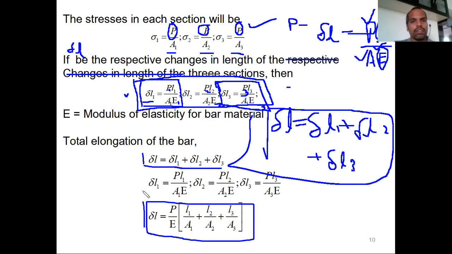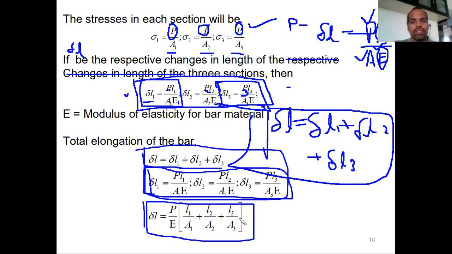But don't think that for a stepped member this is always the equation. This is not a general equation, so you had better remember individually. And if you want more clarity, just calculate delta L1, delta L2, and so on separately, and add them up to get the total. This equation is more reliable compared to the other one, which may be good for some problems and may not hold good for others.